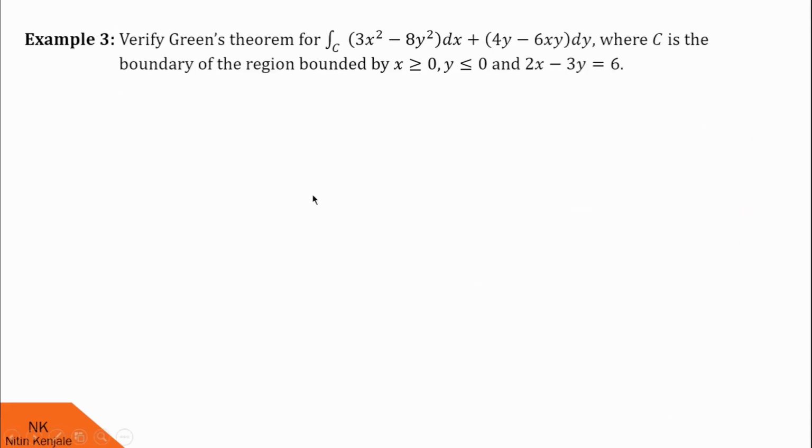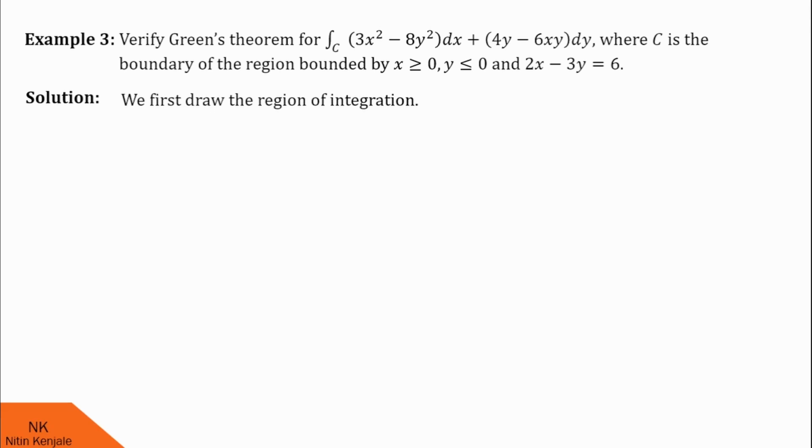In this example, we have to verify Green's theorem for this line integral (3x squared minus 8y squared) dx plus (4y minus 6xy) dy along C, where C is the boundary of the region bounded by x greater than or equal to 0, y less than or equal to 0 and the line 2x minus 3y is equal to 6. Now let us proceed for the solution.